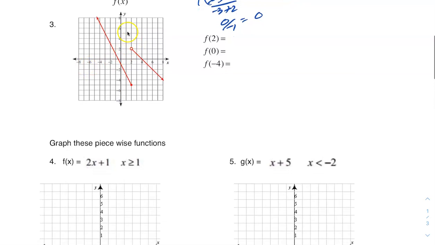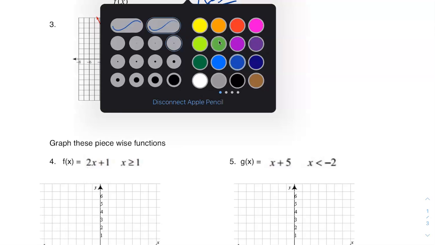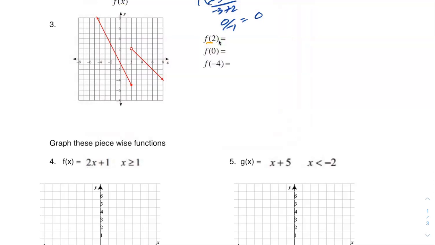Next one, they don't give you an equation, they give you just a graph. So similar idea though. If I want f of 2, remember the thing you're plugging in, the input, is the x value, its domain. So go to 2 on your x, right there.